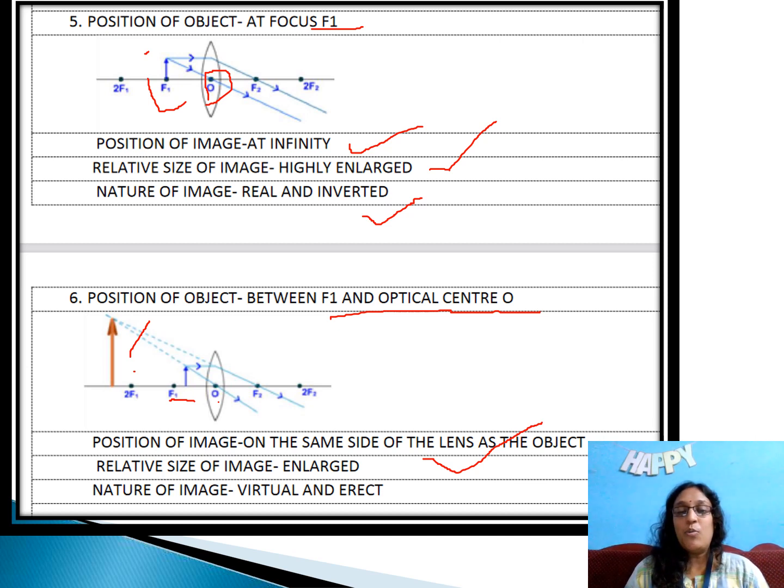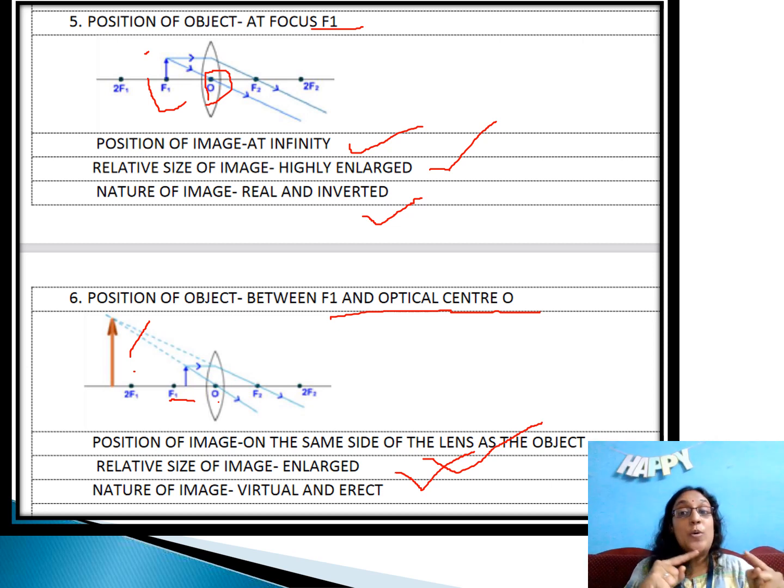Right. So here what will be your relative size of the image? Your relative size of the image is enlarged. What is the nature of the image? It is virtual and erect. So these are the 6 cases you have seen in your convex lens, which will be the opposite of your mirror.